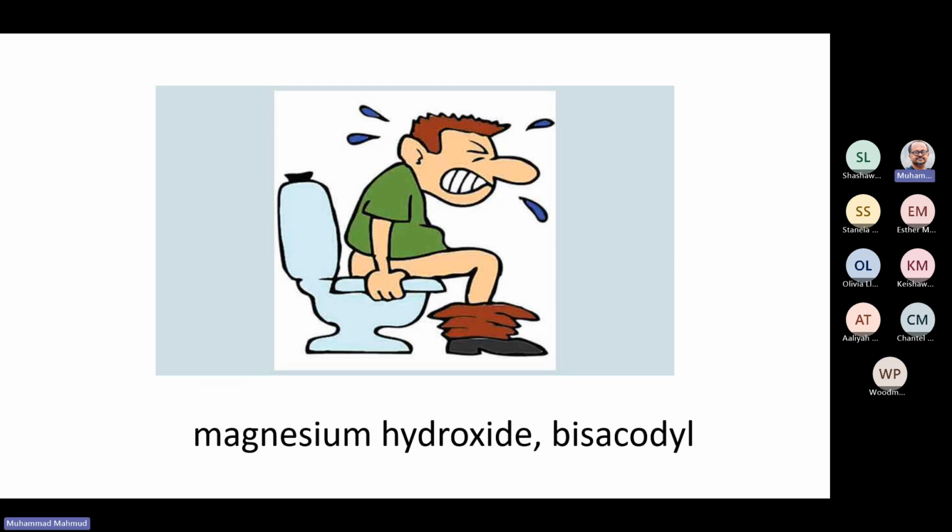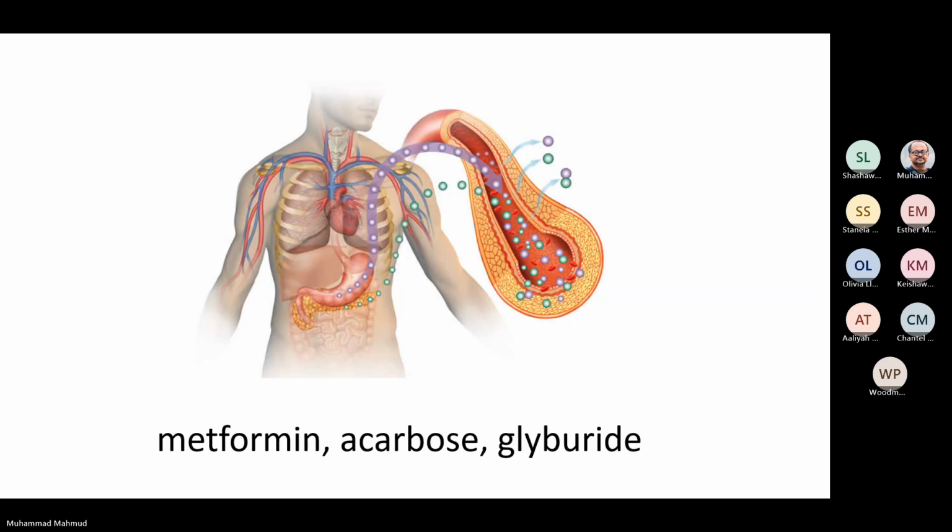This patient is suffering from constipation. And according to the definition, when a patient is having hard stool less than 3 times per week, that is considered as constipation. Magnesium hydroxide and bisacodyl will help these patients.